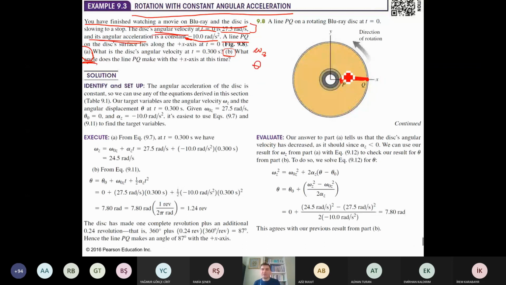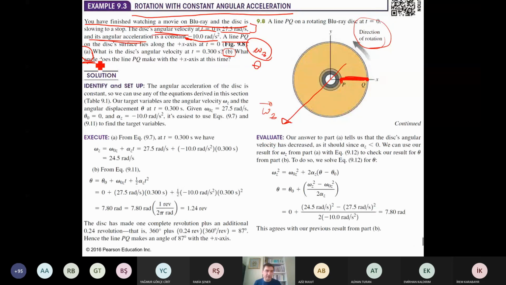This is the direction of the rotation. What about the direction of the angular velocity? Direction of the angular velocity will be like this. Okay, this is the direction of the angular velocity. So now let me continue.